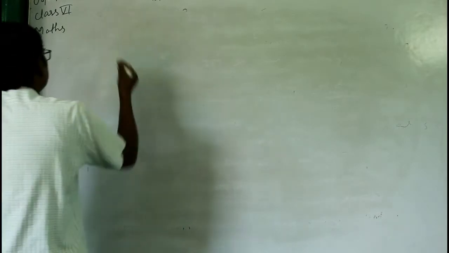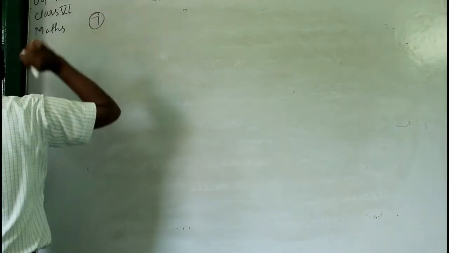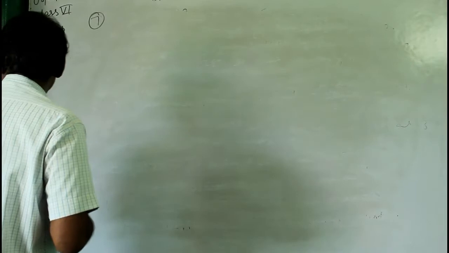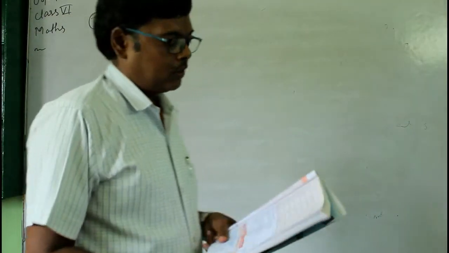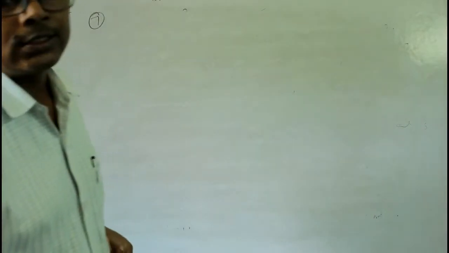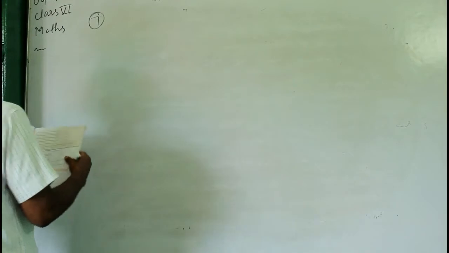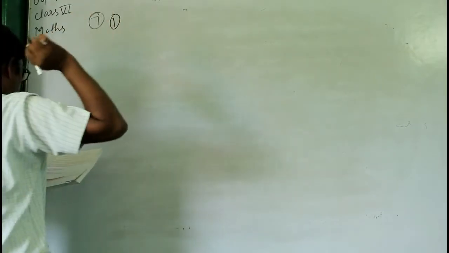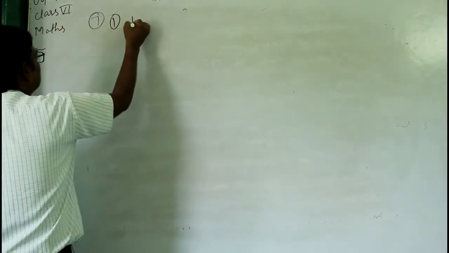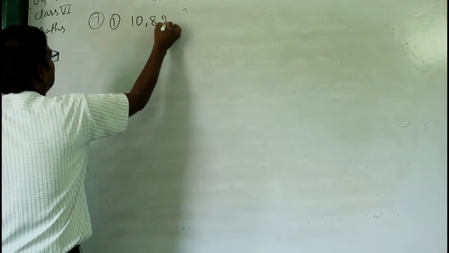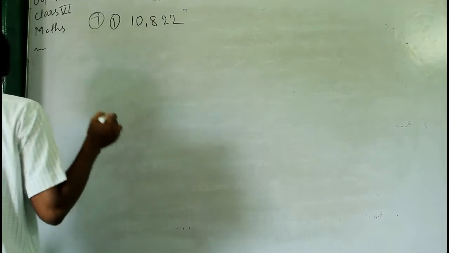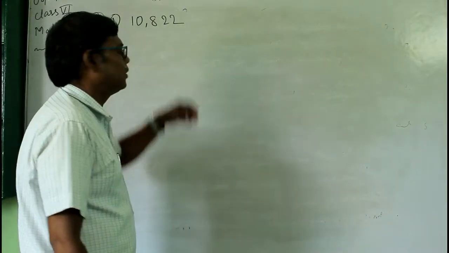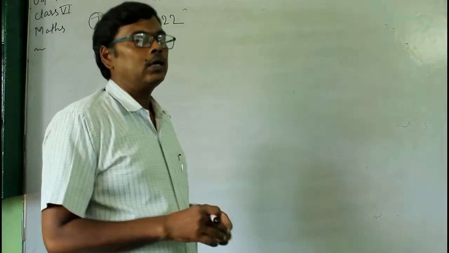So question number 7 is, in this test the divisibility of the following number by 7. Okay, 7. So the first question I will take is number 1. In this the number is 10,822. Okay, this is the number. और हमें टेस्ट करना है कि ये नंबर 7 से डिवाइड होगा या नहीं.